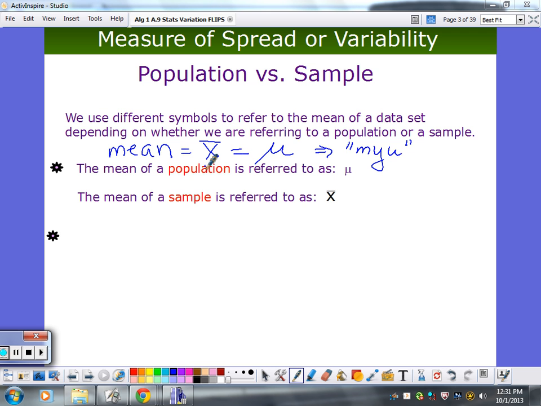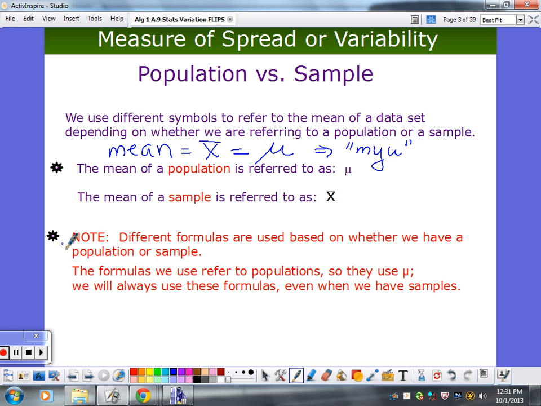to use them interchangeably. They both mean the mean. Sometimes you'll see x bar, that's on your calculator, and sometimes you'll see mu, which is in all the formulas you're going to get, because the formulas that we're using in this class are all for the populations.